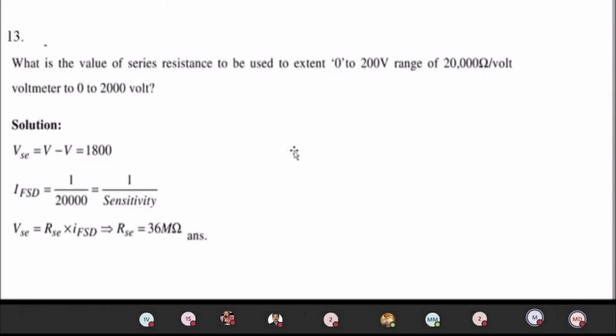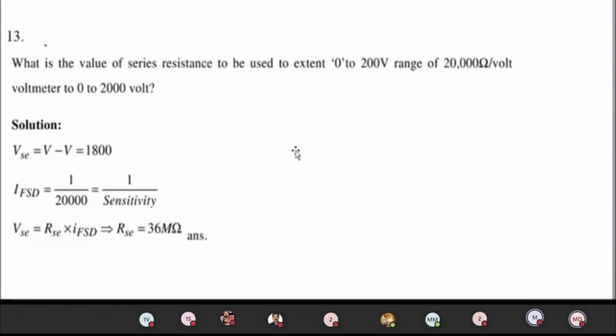What about the next question? Very simple question. What is the value of series resistance to be used to extend the 0 to 200 volt range, if the sensitivity value is given as 20,000 ohms per volt? Actually the ohms per volt is the sensitivity. So with 20,000 ohms per volt voltmeter, we have to extend the range from 200 to 2000.